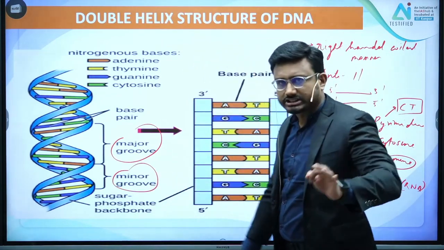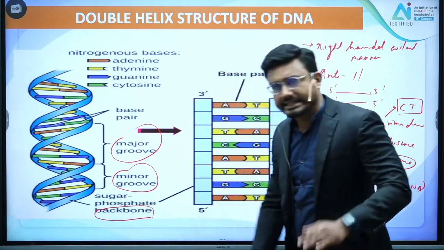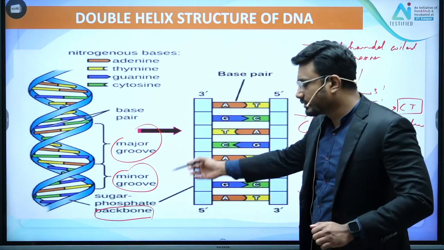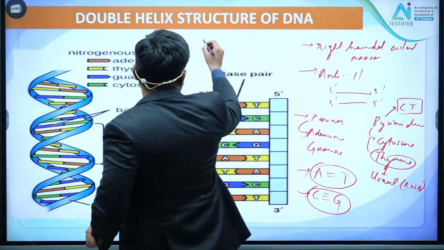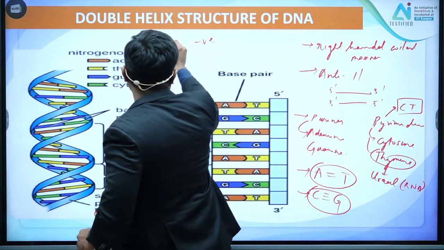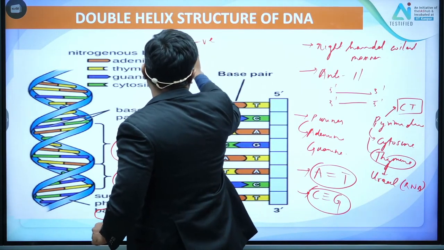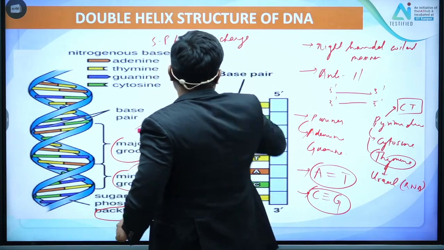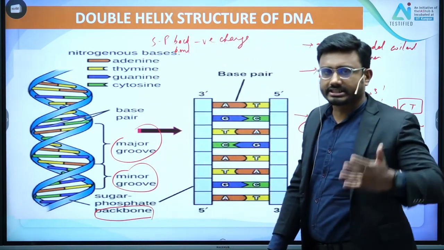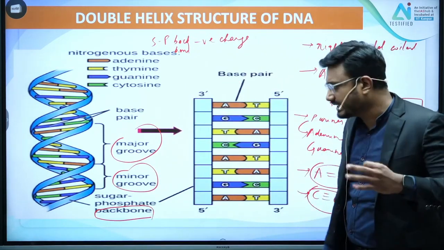So the sugar and phosphate, both of them are known as the backbone of the DNA. This sugar phosphate backbone has a negative charge. So the DNA has a negative charge because of the sugar phosphate backbone.